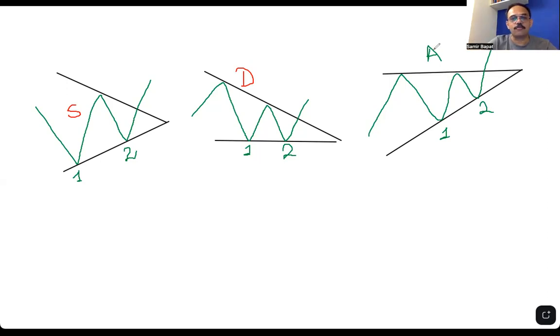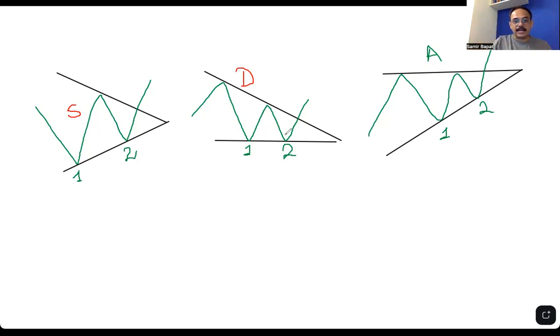Why I'm stressing it so much is, see, in all these three triangles, when you are forming this triangle, remember that the second bottom is either higher than the first one or at the same level as the first one. Okay, so we have three triangles: symmetrical triangle, descending triangle, ascending triangle. When you are drawing it and you want to confirm whether you have drawn it correctly, the first test is: where you have joined the first bottom with a line, is the second bottom higher than the first one or at the same level as the first one?